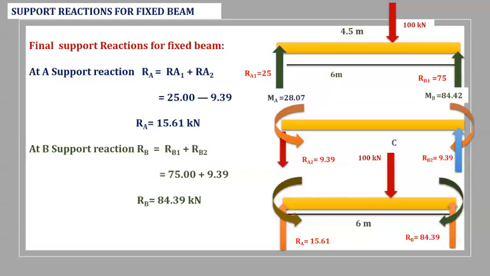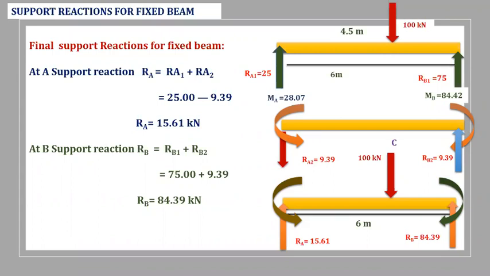Both are in the upward direction. The green and blue color in the upward direction. 75 plus 9.34. So that is 8.39. First, take one diagram, indicate RA1, RB1. Next, take second diagram, RA2, RB2, indicate the values.